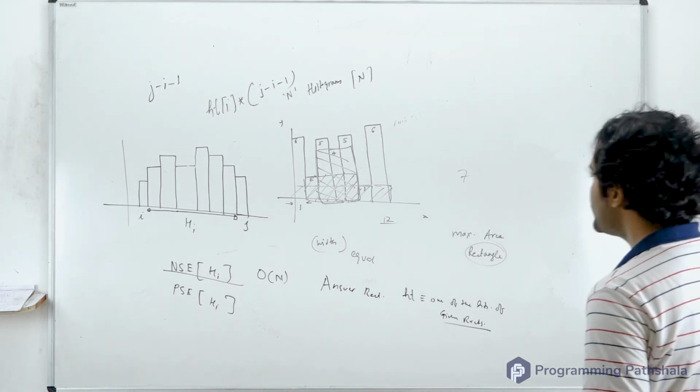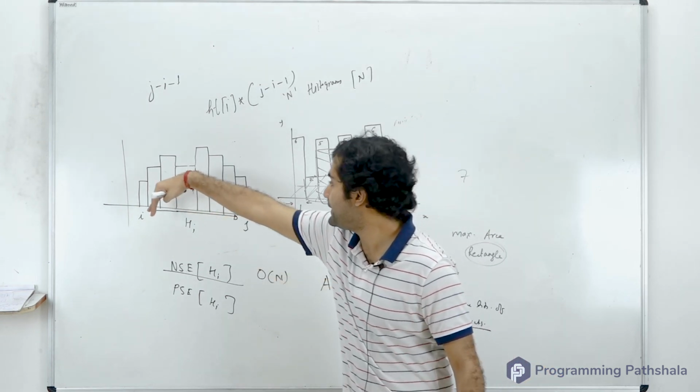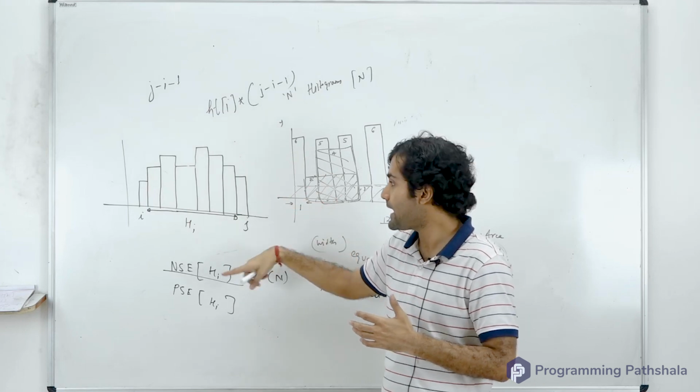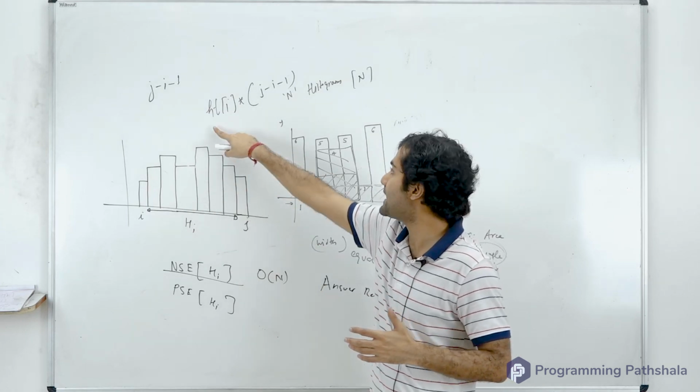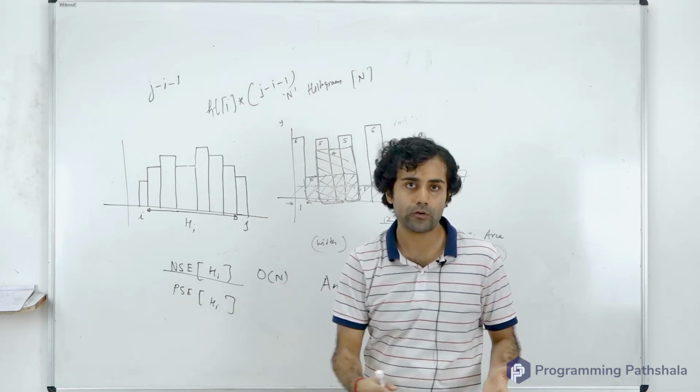So you can get both of them in order n, and after you have got both of them in order n, then you can iterate over this. You can iterate over the heights of the histograms, and whenever you are at the ith histogram, you just calculate the value of this expression, and whatever is the max of this for all, that will be your overall answer.